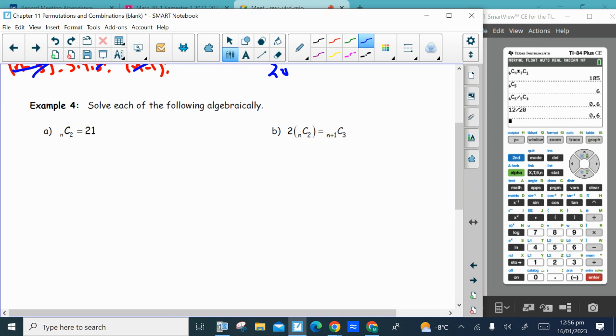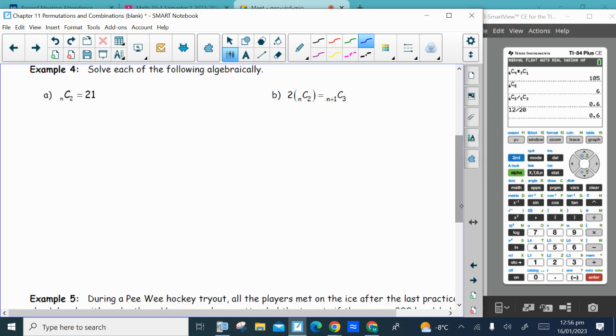We saw questions like example 4 using permutations, where you're asked to solve them algebraically, because you can just use guess and check on your calculator to find out what n is. You can do that. But it says solve algebraically, which means you have to show your work. So nC2 is n factorial over n minus 2 factorial times 2 factorial. That has to equal 21.